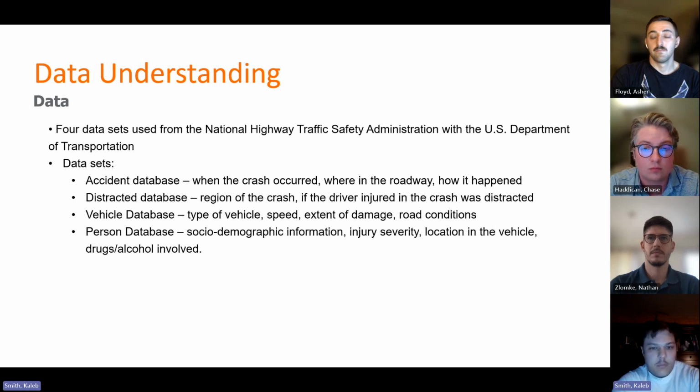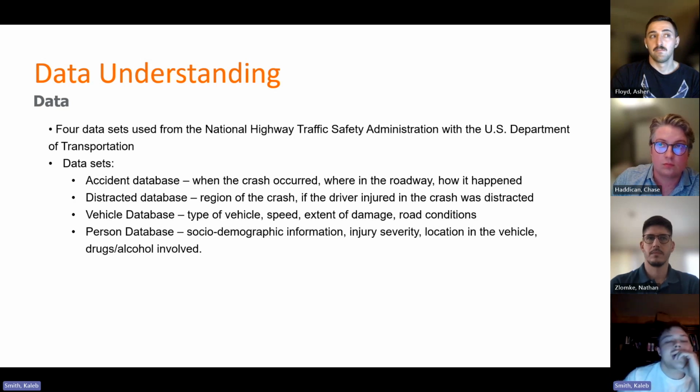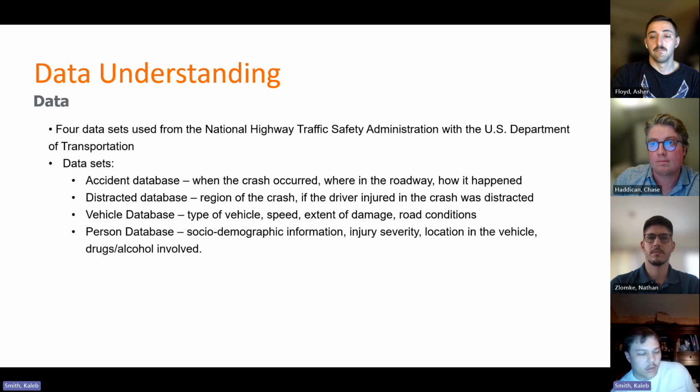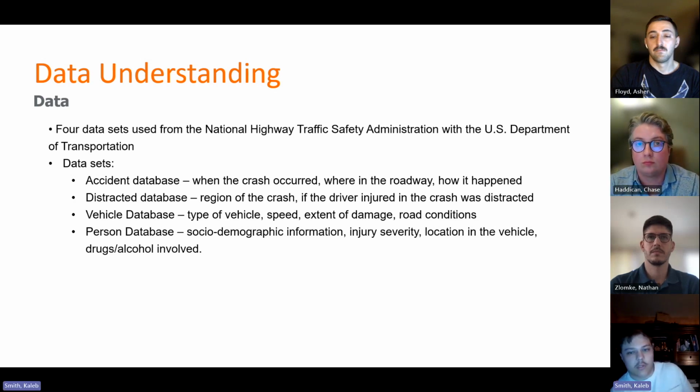The second was the distracted database. This gave us the region where the crash happened, if the driver was injured in the crash, and how they were distracted, from animals, people, cell phones. The vehicle database showed us what type of vehicle it was, car, pickup, small vehicle, how fast they were going when the crash occurred, the extent of the damage to the vehicle, and if the road conditions were rainy, dirty, slick, gravel roads, stuff like that.